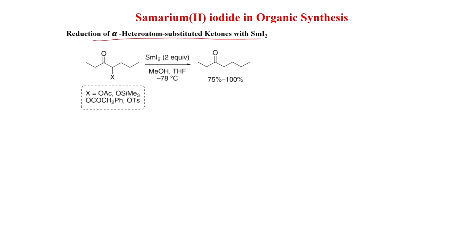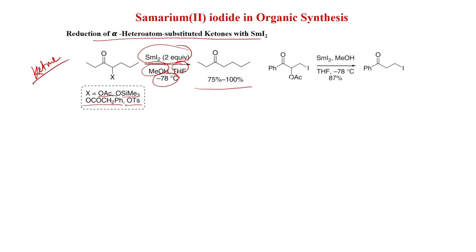Now, we will see some examples of reduction of alpha heteroatom substituted ketones with samarium iodide. This is a ketone with an alpha substituent, where the substituent can be acetate, OSiMe3, OCOCH2Ph, O-tosyl, and only samarium iodide 2 equivalent. Methanol is the proton source here, THF solvent, minus 78 degree centigrade. You get 75 to 100% yield of this ketone. Here the X is removed.